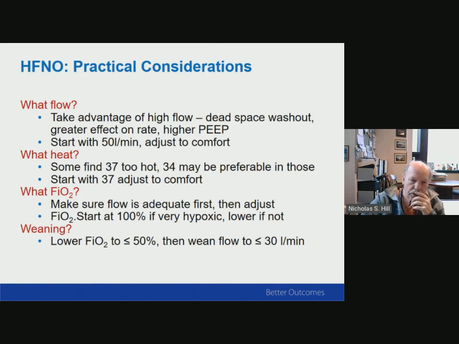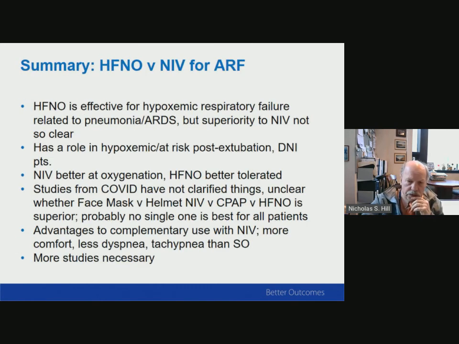So when you put someone on high flow, as I said, I generally will start with 50 liters a minute. If you're going to use high flow, use high flow, and start with an oxygenation level that is adequate to fully oxygenate the people. In people with severe hypoxemic respiratory failure, you're going to start with 100%. If they're not so severe, you might start a little lower. And generally, I would start with 37 degrees, so that's fully air conditioned, but I might lower to 34 degrees if a patient is intolerant of the heat.